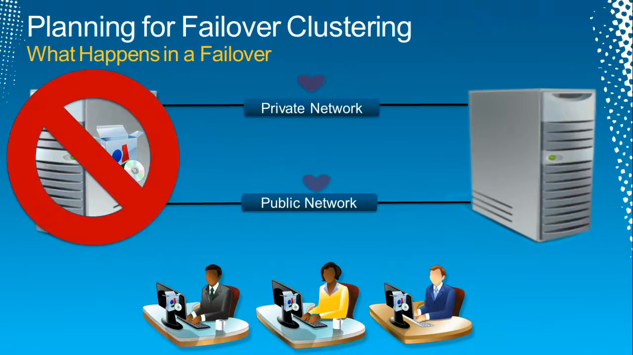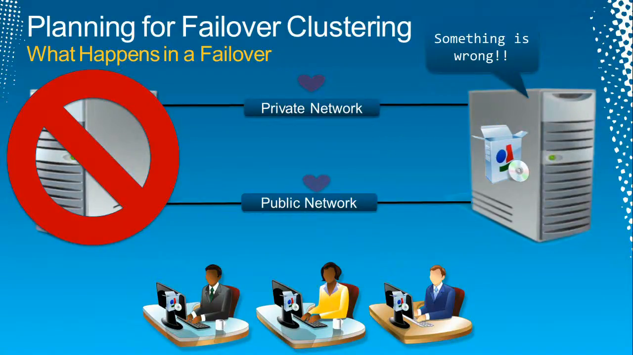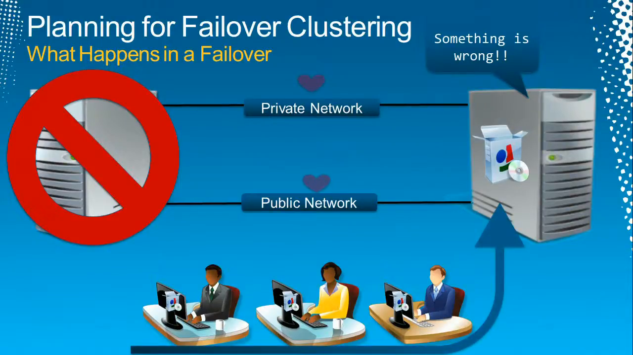But at that very same time, server 2 detected something was wrong. I'm not hearing from my partner. Is that because there's a network problem between the two? Did he really go down? Well, that's what I need to determine. Once he determines that his partner is down, he pulls that application over to him. And then the clients reconnect and resume whatever they were doing.